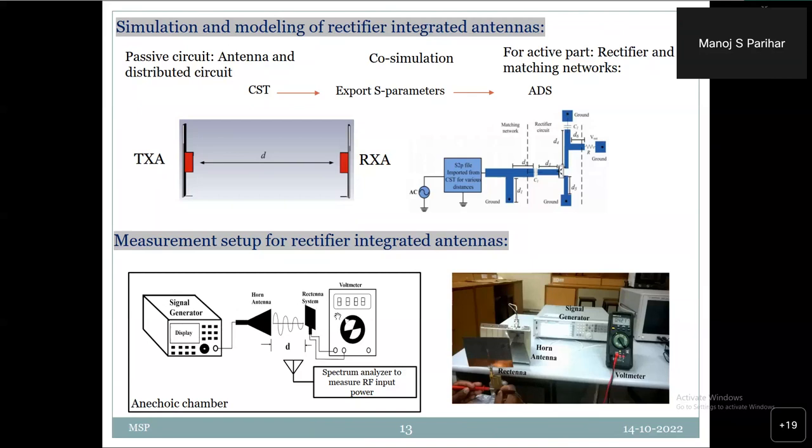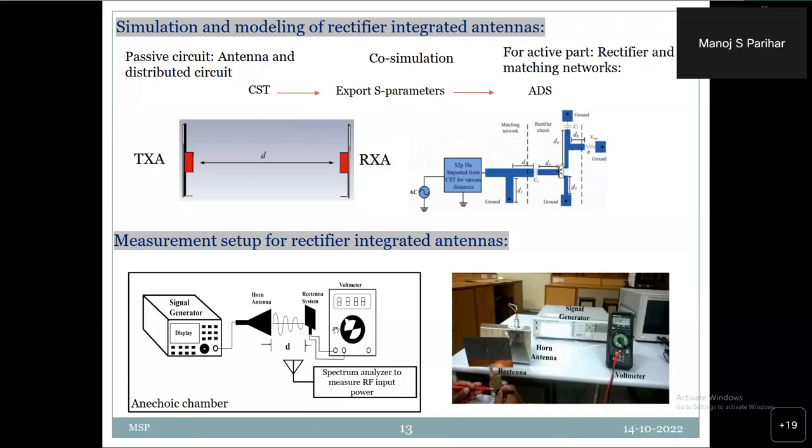Now, how to find out the RF power? You remove your rectifier circuit and use your receiving antenna directly followed by the spectrum analyzer. You can see your received RF power. So you know the RF received power and you know the DC power, and you can find out your harvesting efficiency.